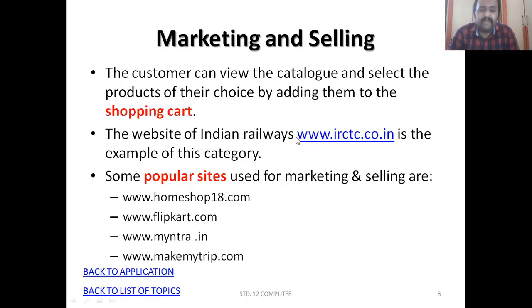The website of Indian Railways, www.irctc.co.in. स्पेशली ये पार्ट ध्यान रखना, .co.in है, बिकॉज एग्जाम में कई बार एमसीक्यूज क्या आता है, which of the following is a website of Indian Railway? irctc.com, .co.in, .org or .gov. So all four options you will find IRCTC, but the only difference is what? The last part. So remember, .co.in is the example of Indian Railway website, and that is also considered as a marketing and selling, because they are selling the tickets.